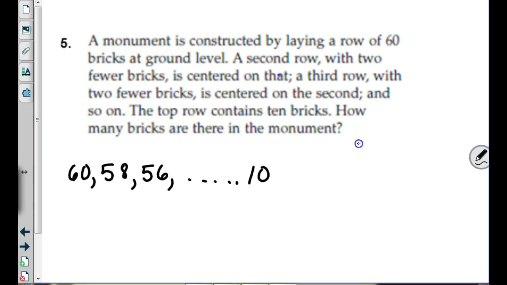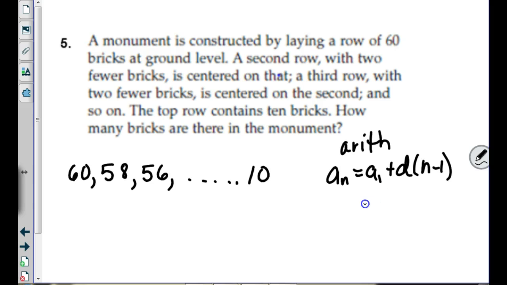Arithmetic or geometric? Okay, we need to figure out what term number 10 is. How are we going to do that? Well, here's the formula. And we know we're looking for the value at the end to be what? What variable am I looking for here? N, yes, good job. I need the term number N. So that's not going to get replaced. We're going to solve for it. The last term is 10. The first term is 60. The difference is, be careful, -2. Okay, solve that however you want.